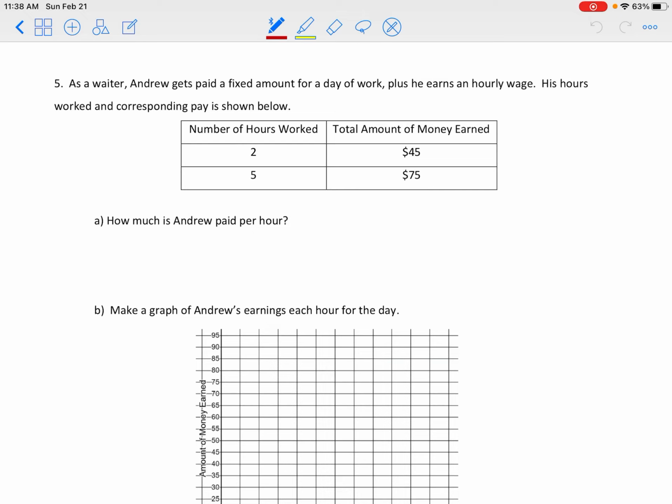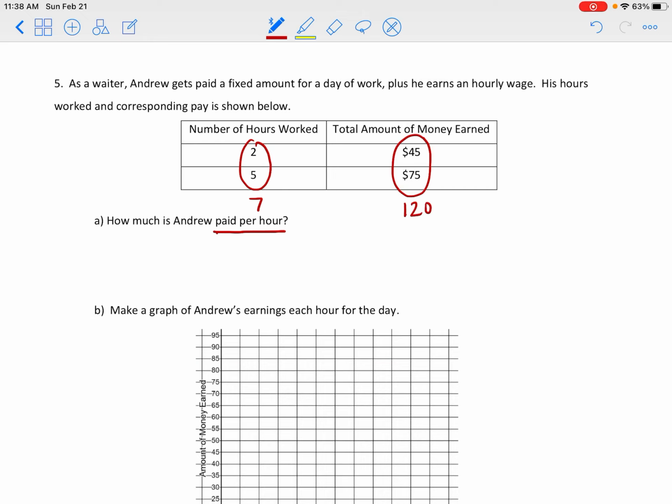So first it says, how much is he paid per hour? So how much is he paid per hour? That means we have to divide the money by the number of hours. So what do we do? Any ideas? I'm sure you're thinking some things. So maybe you're thinking, okay, there's a total of 7 hours here, and there's a total of, let's see, that's $70, $110, $120 here.